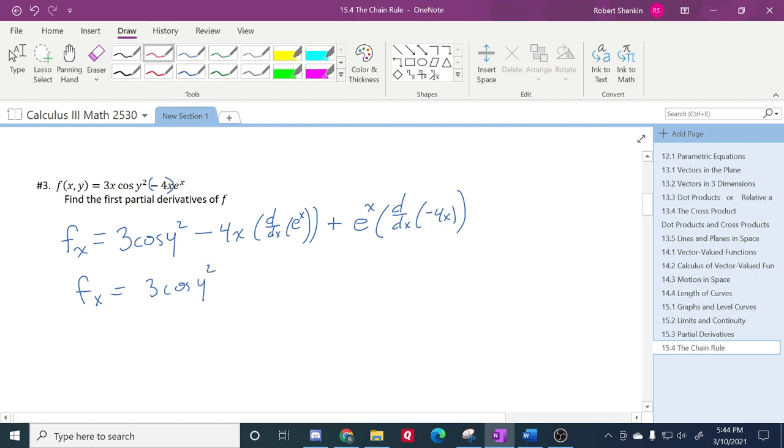So this derivative is just e to the x. This derivative is minus 4. So I'm going to get minus 4x e to the x minus 4 e to the x. And that's going to be it. That's my fx. And let me give you just a quick minute before I do the fy.